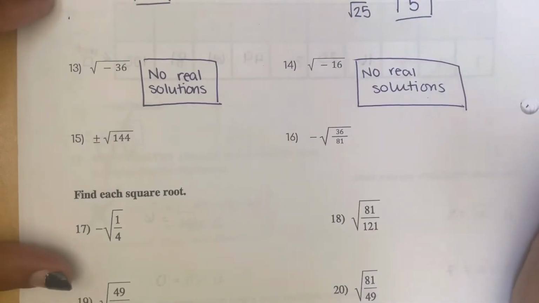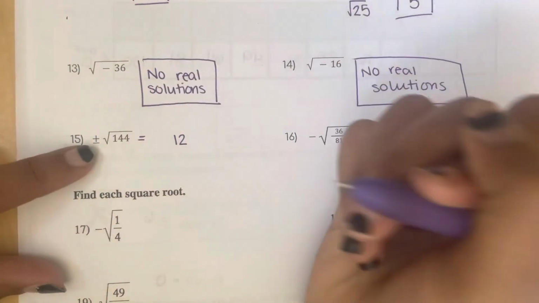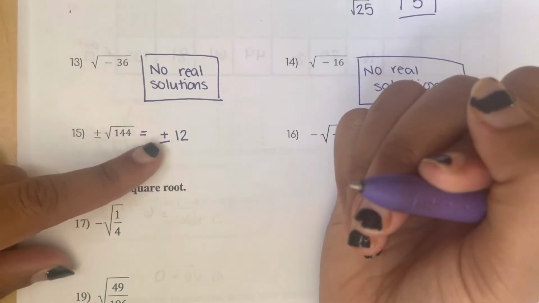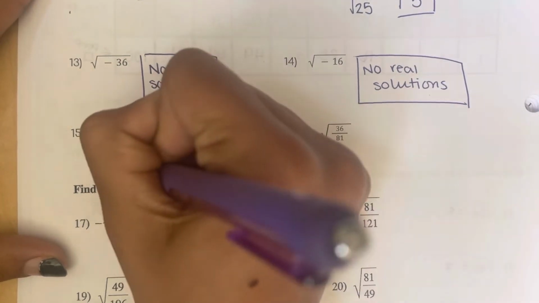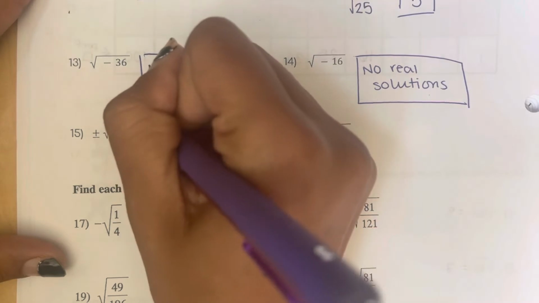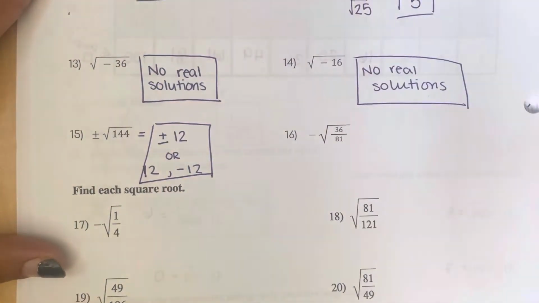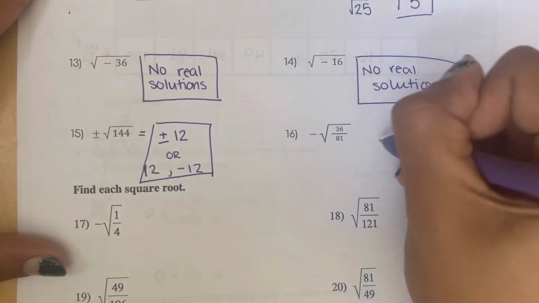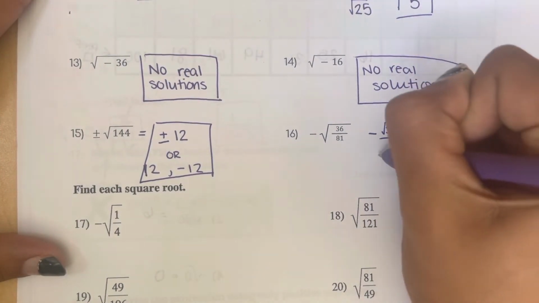Looking at number 15, so the square root of 144 is 12. And we have this plus or minus sign in front. So plus or minus 12 is the same thing as positive 12, negative 12. Basically, for problems like this, you get 2 answers. Either one of those is fine. Lastly, I'm just going to start number 16.